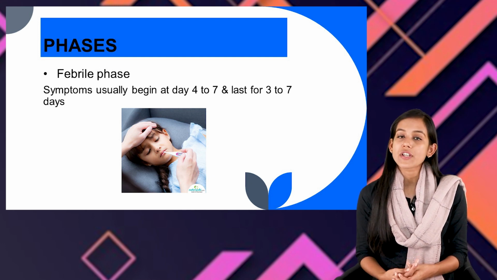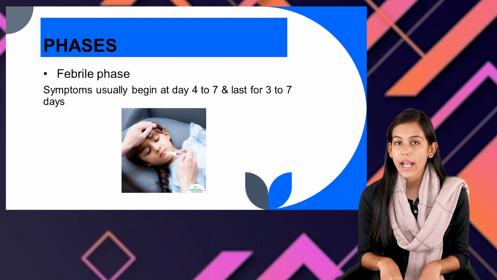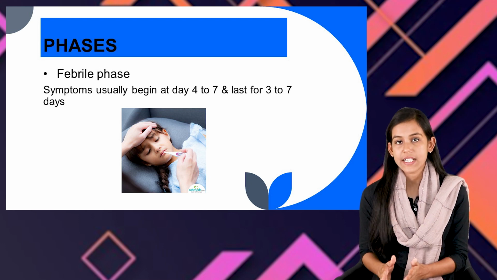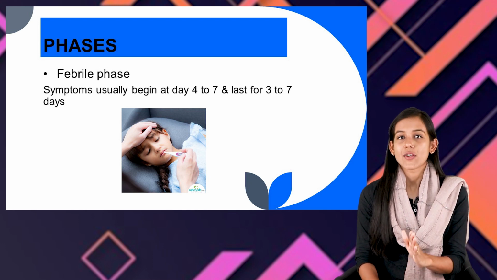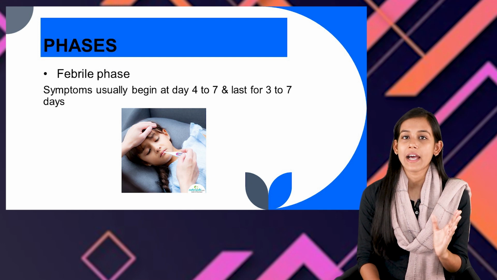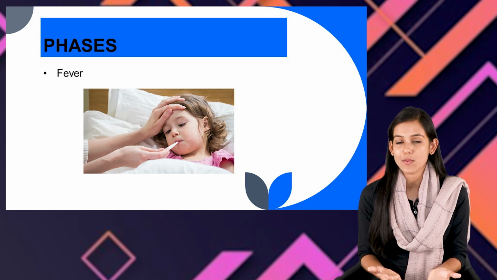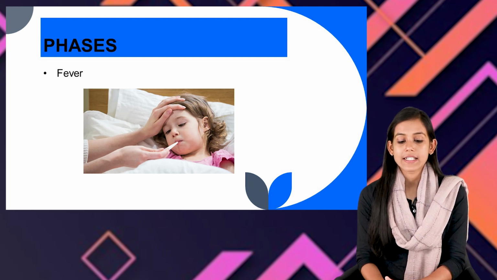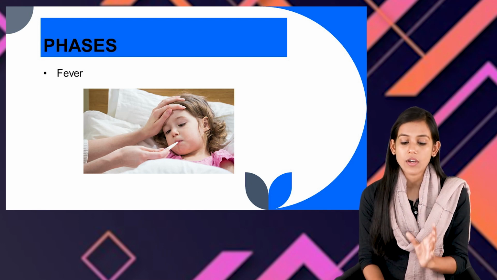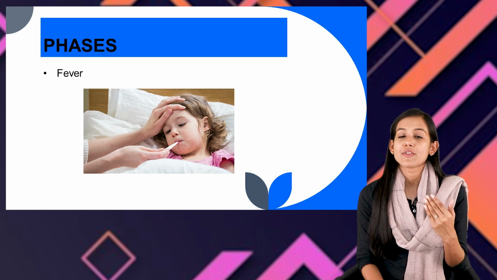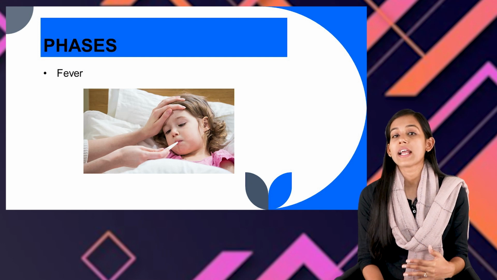Right, so the symptoms usually begin at day 4 to 7, and this phase, that is febrile phase, lasts for 3 to 7 days. Right, now from the name itself, febrile phase, it's very much clear that the child will have fever. At this phase there would be fever, and that's why it's called as febrile phase. Right, so what kind of fever will be there? It will be of sudden onset, and also the fever will be high grade fever, and sometimes in young children we can see febrile seizures.